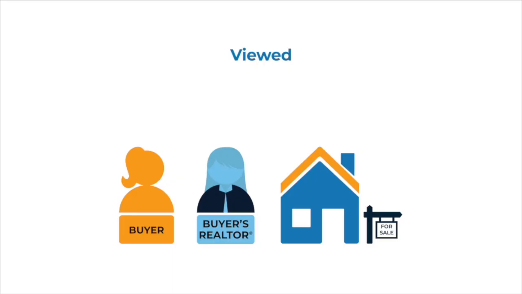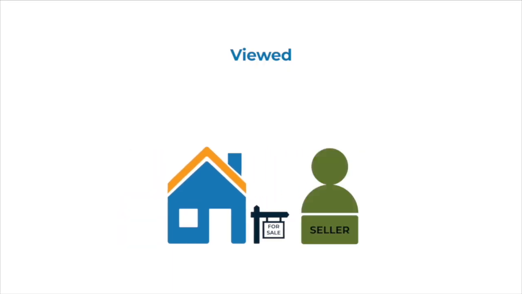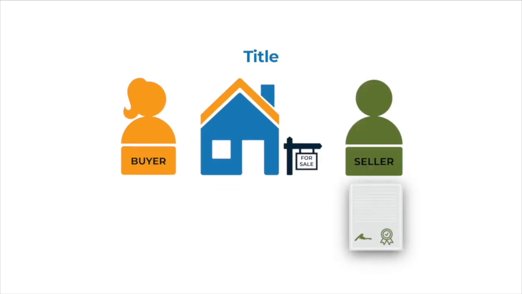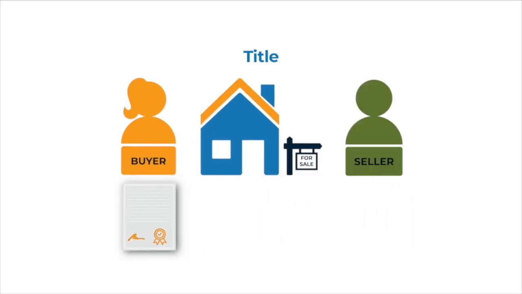Viewed. This section provides a reference date for when the buyer viewed the condition of the property. The seller agrees that when the property is transferred, it will be substantially in the same condition as on the date viewed. Title. The contract of purchase and sale residential requires the seller to transfer the title or ownership of the property to the buyer. It also provides that the title will be clear of all encumbrances, except for those specified in the contract.